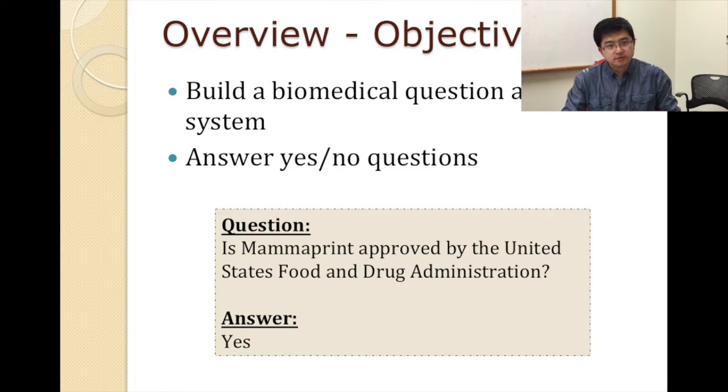So what is the purpose of our system? The objective of our system is to generate an appropriate yes or no answer for the given question. And as can be seen in the following, for a given question, is Memantine approved by the United States, we can give the answer like yes.